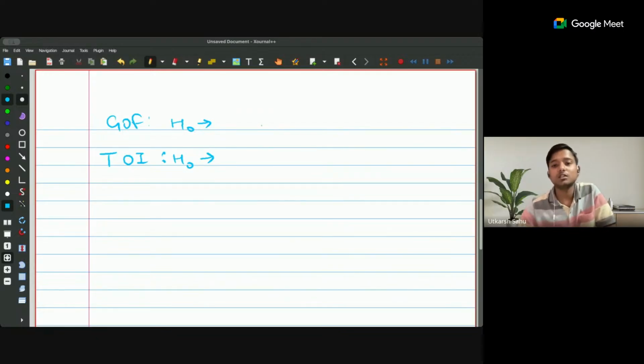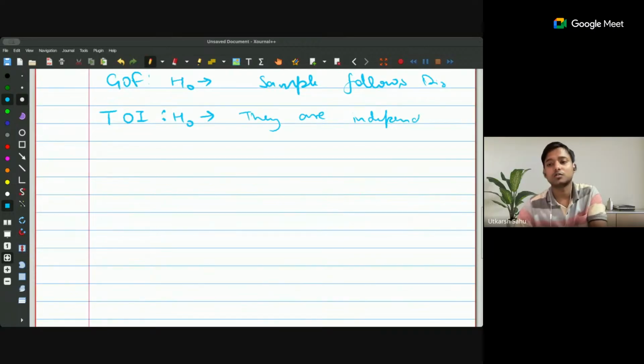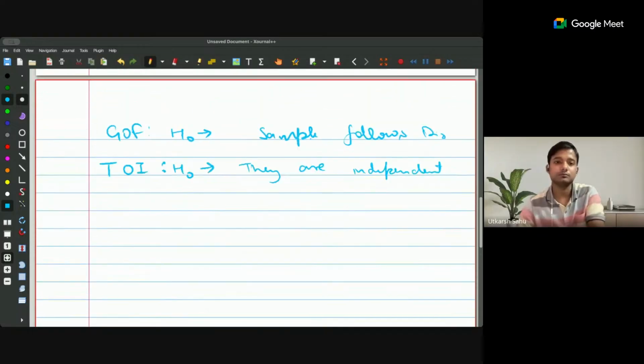In goodness of fit, it is sample follows the given distribution. So I'm just writing sample follows distribution, and here it is they are independent. What are they? The two discrete variables you will be checking. So this is what you should know, what is your null hypothesis in both these cases.